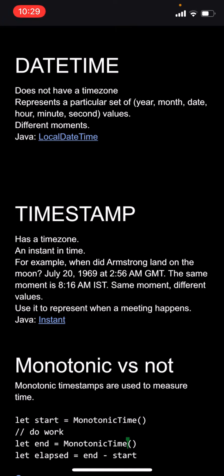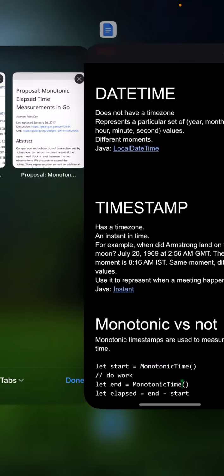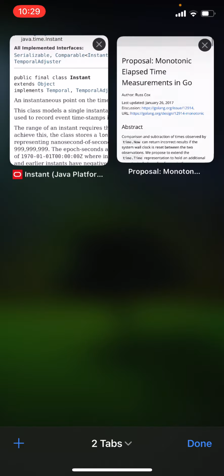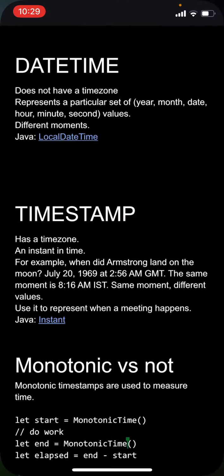You see the difference? On the other hand, if you are asking when is Christmas, you should use datetime to represent that. Because Christmas starts at different times in different cities. And in Java, there's an Instant class, which represents an instant in time. So if you look at the difference in the implementation, timestamp has a time zone, whereas datetime doesn't.